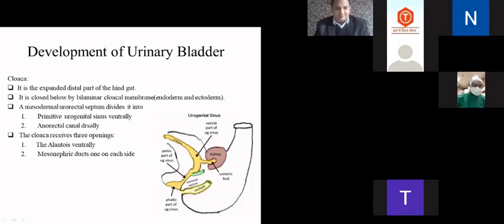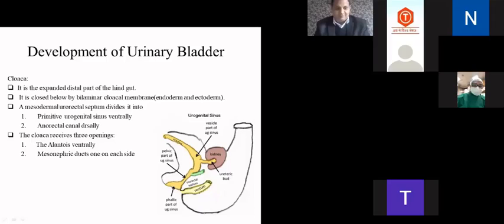Initially, we have seen the common opening for the genital system and urinary system. Later, it is divided by urorectal septum, giving rise to the primitive urogenital sinus ventrally in the anterior part, and posteriorly or dorsally the anorectal canal. So this is now the urogenital sinus and the anorectal canal.